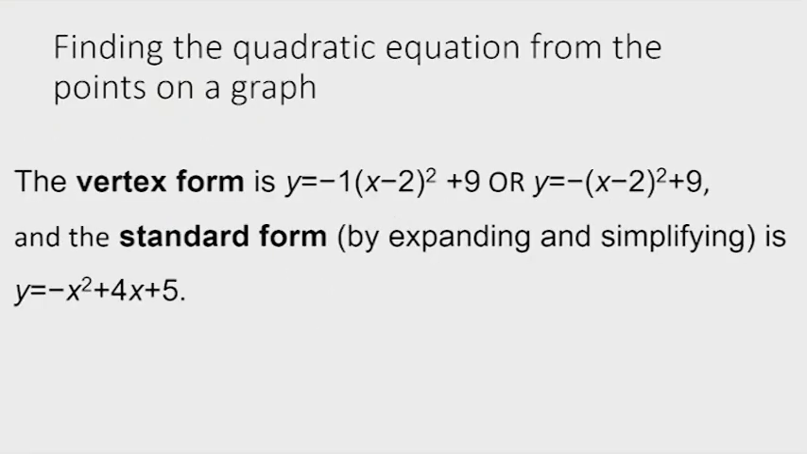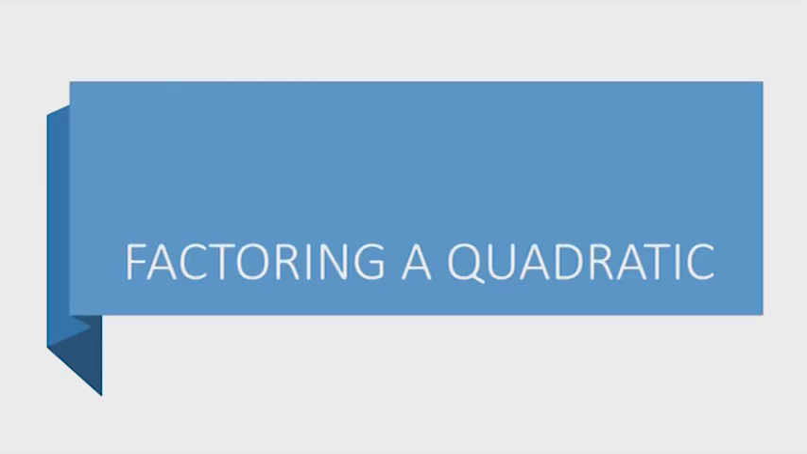Now, if we wanted to write our equation in standard form, we would simply expand and simplify our equation, which is now in vertex form. All right? Yes. And that, expanded and simplified, would give us negative x squared plus 4x plus 5. All right.